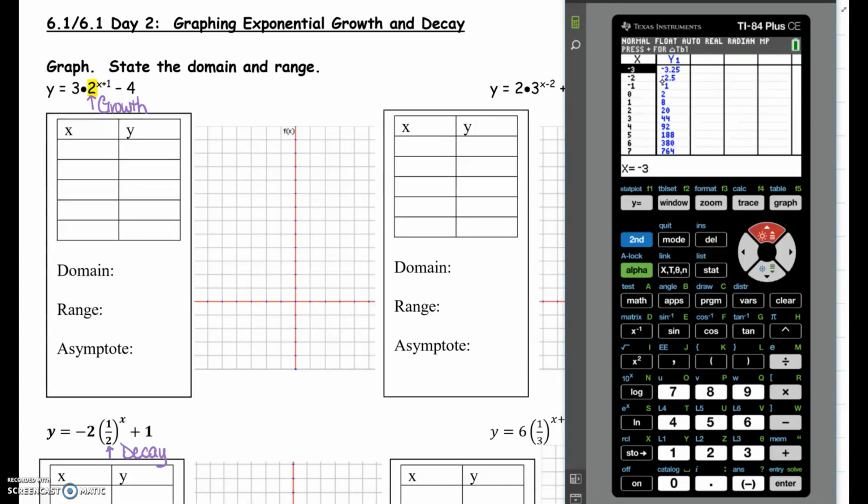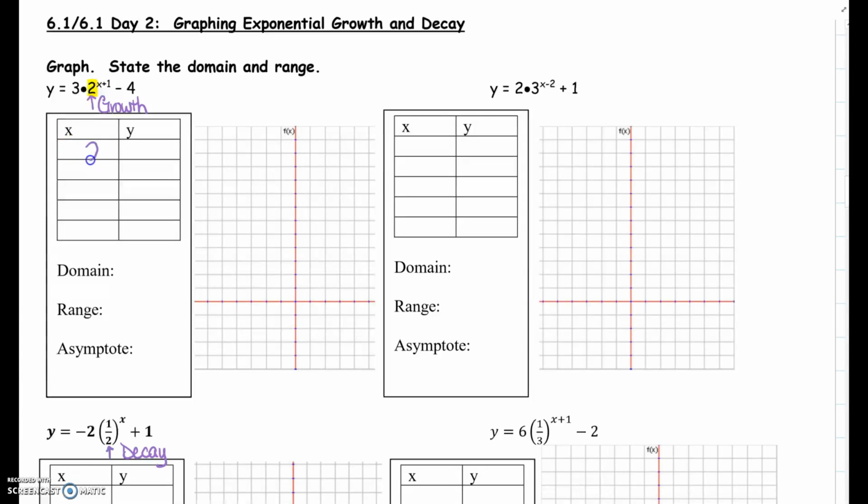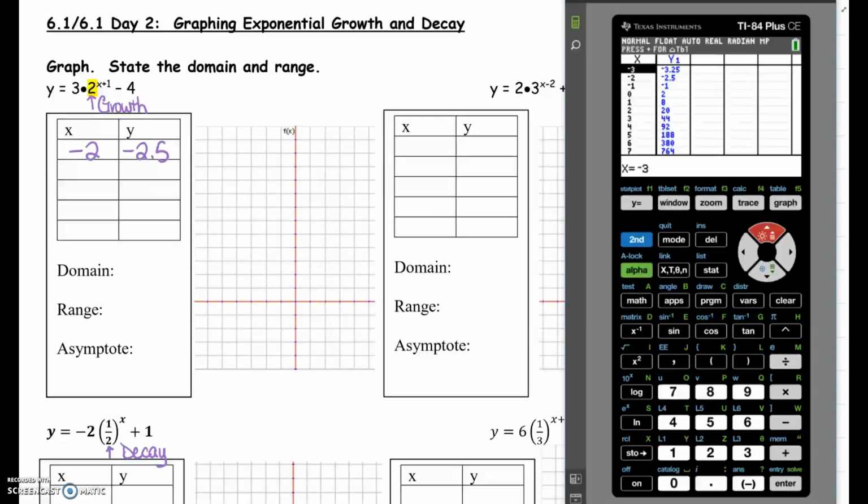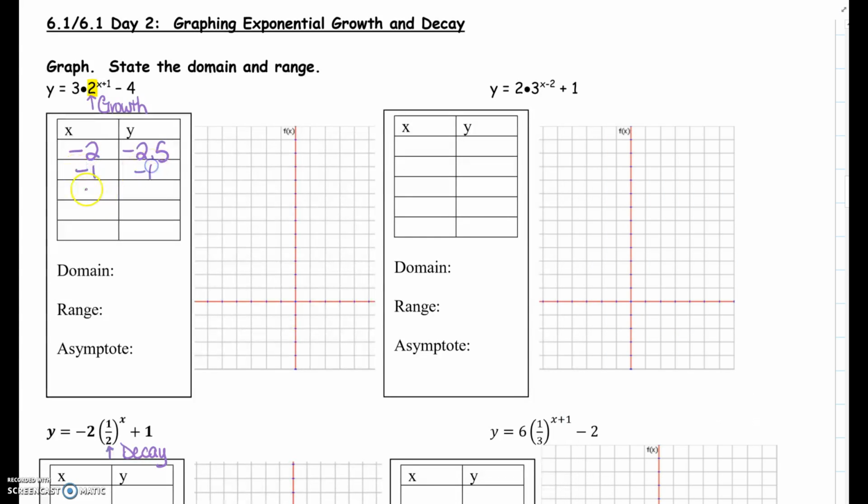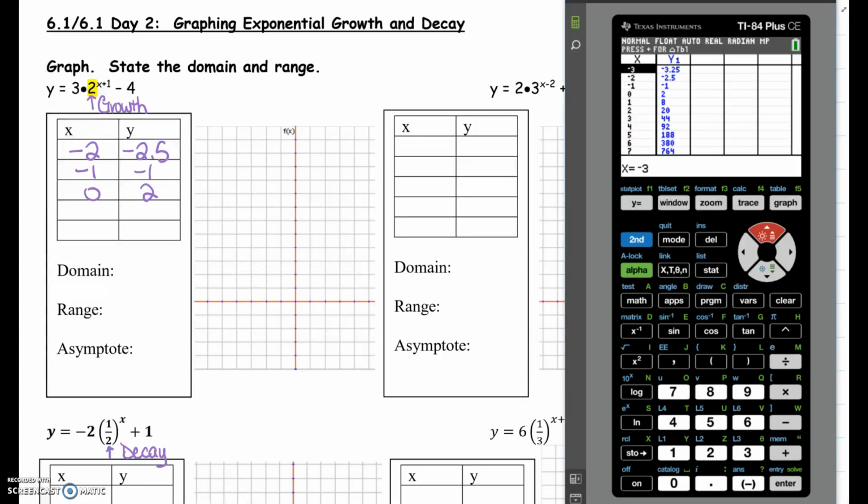So (-2, -2.5), (-1, -1), (0, 2), and (1, 8).